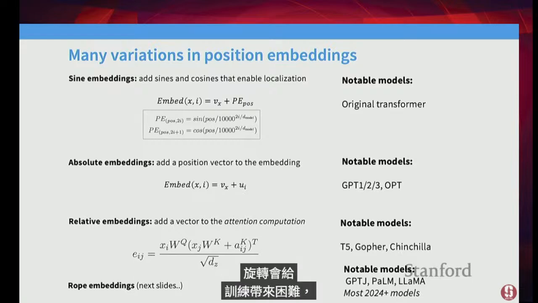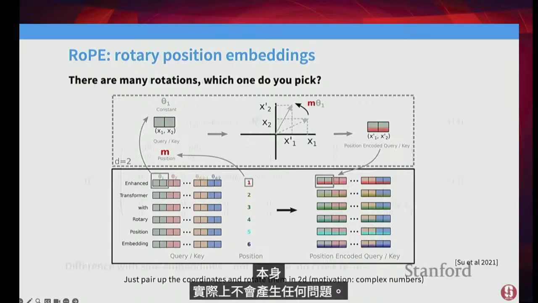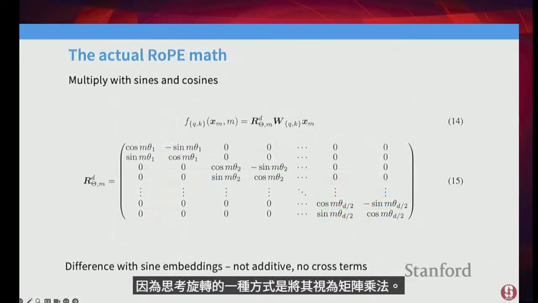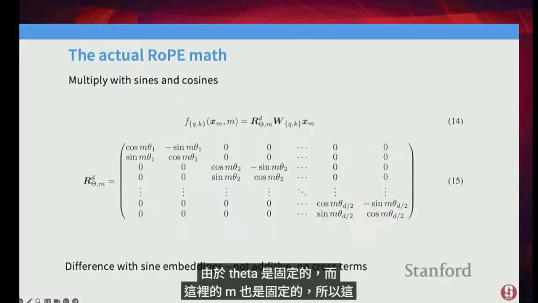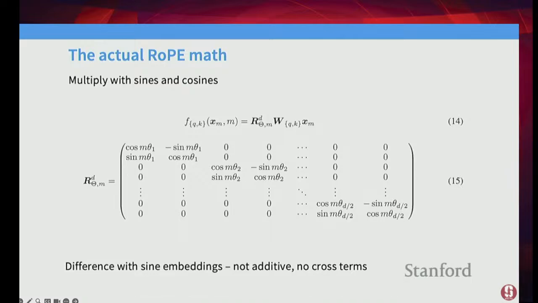Yes? Do rotations create any difficulty with training? I wonder about these angular rotations. The rotations themselves don't really create any issues because one way of thinking about a rotation is that it's just a matrix multiply, right? Since thetas are fixed, and the m's here are fixed, this is really just a fixed matrix that multiplies your vector. And so in that sense, it's not really an issue. If you were learning the thetas, then maybe you'd have issues because you'd be differentiating through trig functions, but you're not doing that here. So, okay, cool.